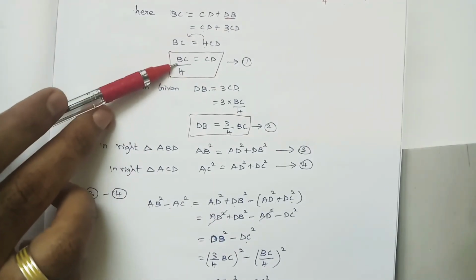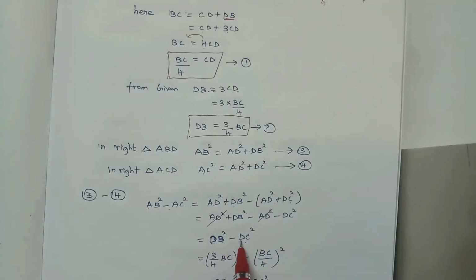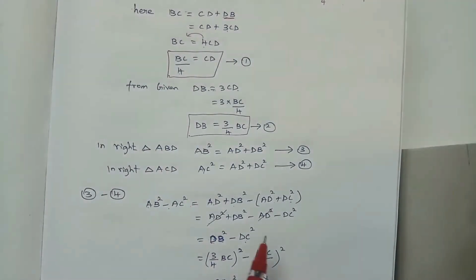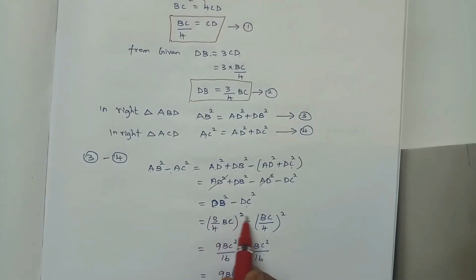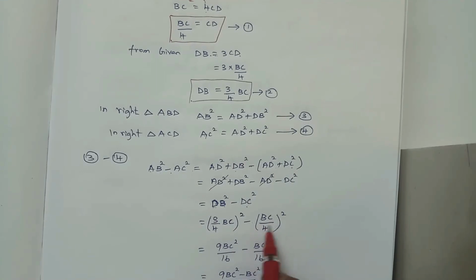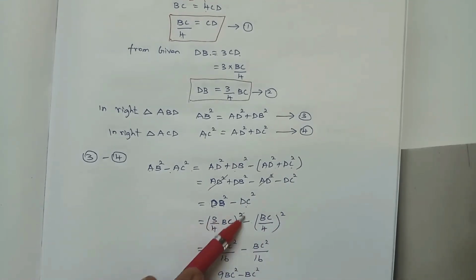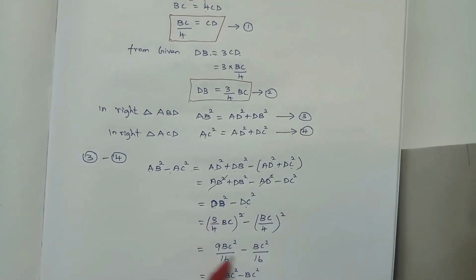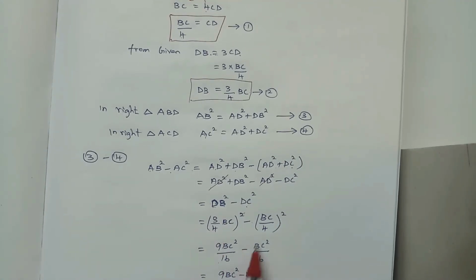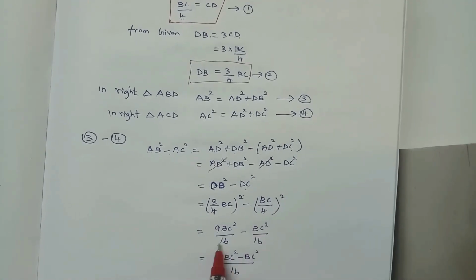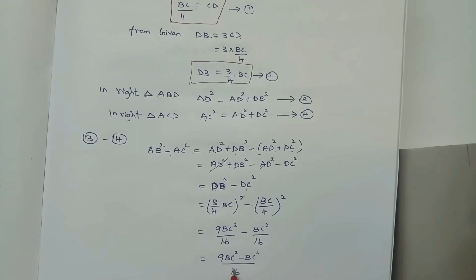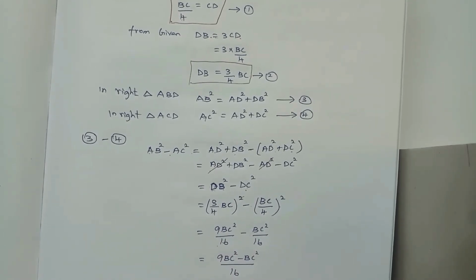BC by 4, right? We have to find DB and DC in terms of BC. Just substitute 3 by 4 BC the whole square minus BC by 4 the whole square. Apply the square. 3 square is nothing but 9. BC square divided by 4 square, 16, minus BC square divided by 16. See that the denominators are the same, so by 16. So 9 BC square minus BC square is nothing but 8 BC square.